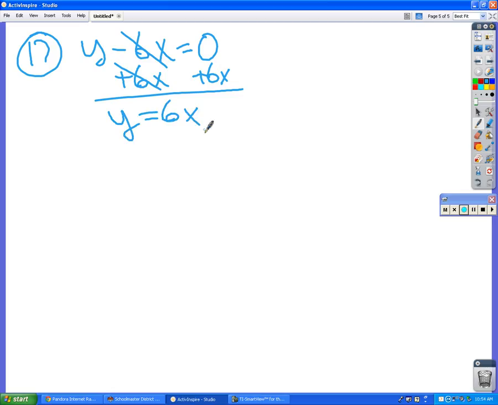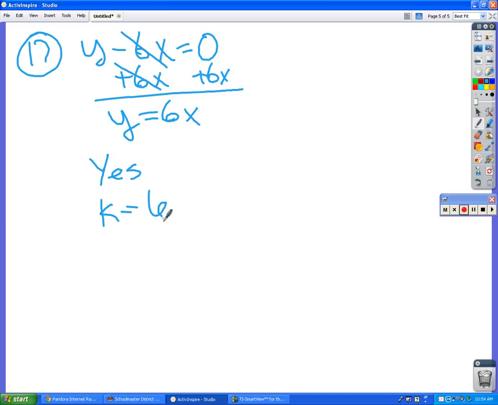So direct variation, yes or no? Yes. Why? Because you're just multiplying by 6 each time. Each y equals 6 times whatever x is. So that is a yes. And what is our constant of variation? 6.